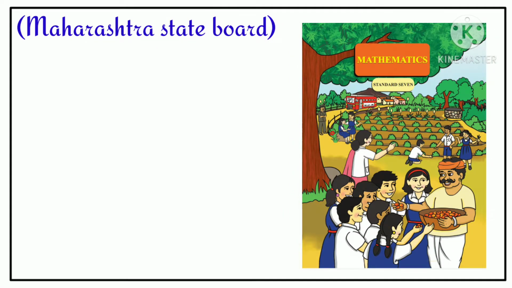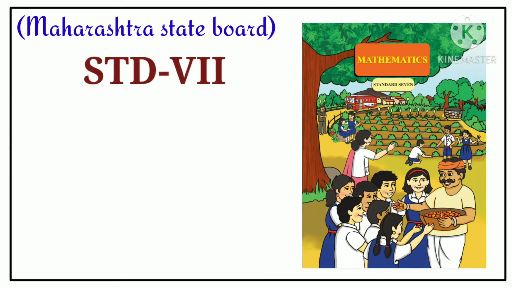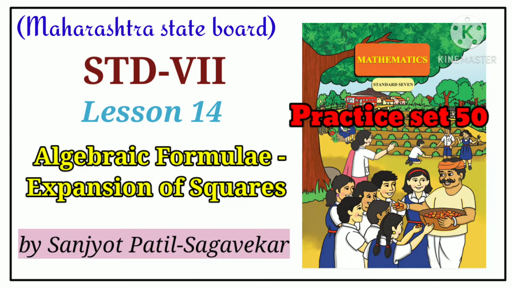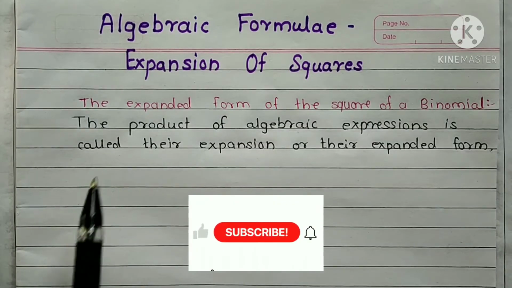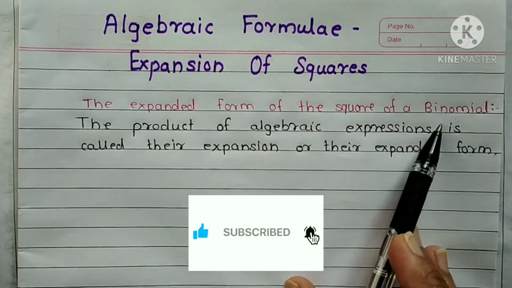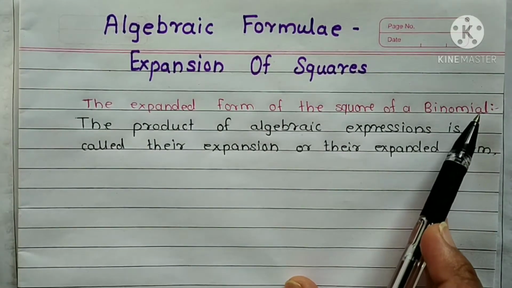Today we are going to learn Standard 7th Mathematics, lesson number 14, Algebraic Formulae: Expansion of Squares. So let's start with the expanded form of the square of a binomial.